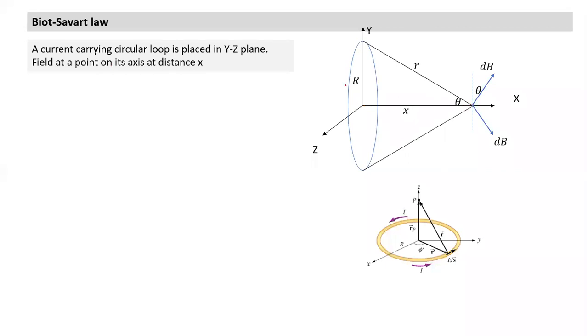So this is the circular loop here, and let's assume the circular loop is placed in a plane. Let's call that the YZ plane. Its center is at the origin. So the x-axis is the axis of the circular loop here, and let's assume some direction. So this is the back side. If this is the front end and this is the back end.